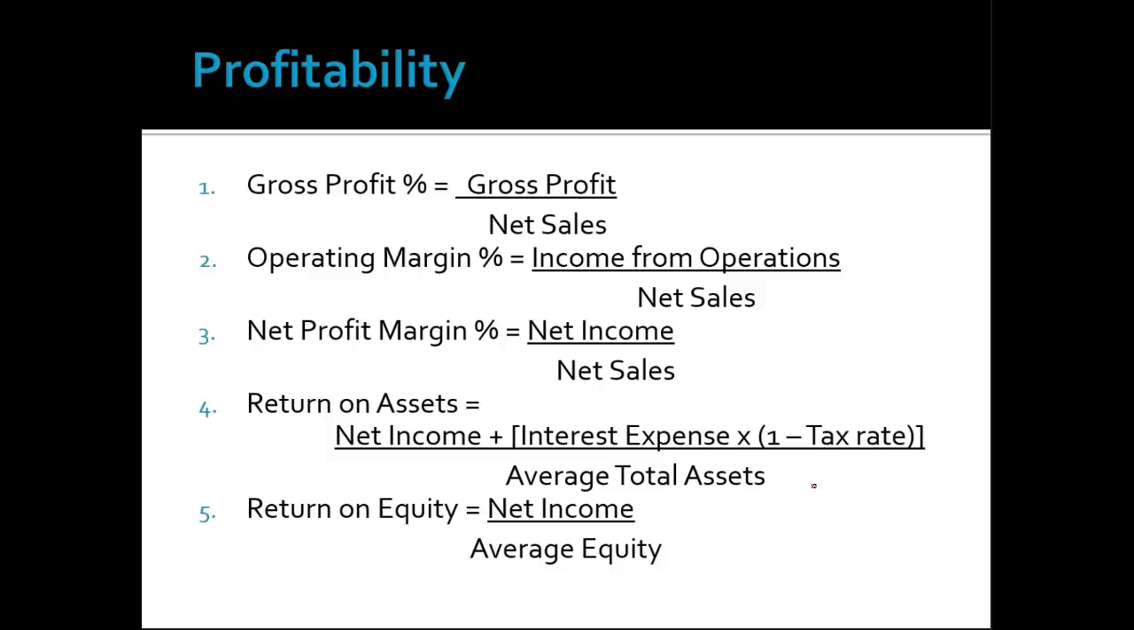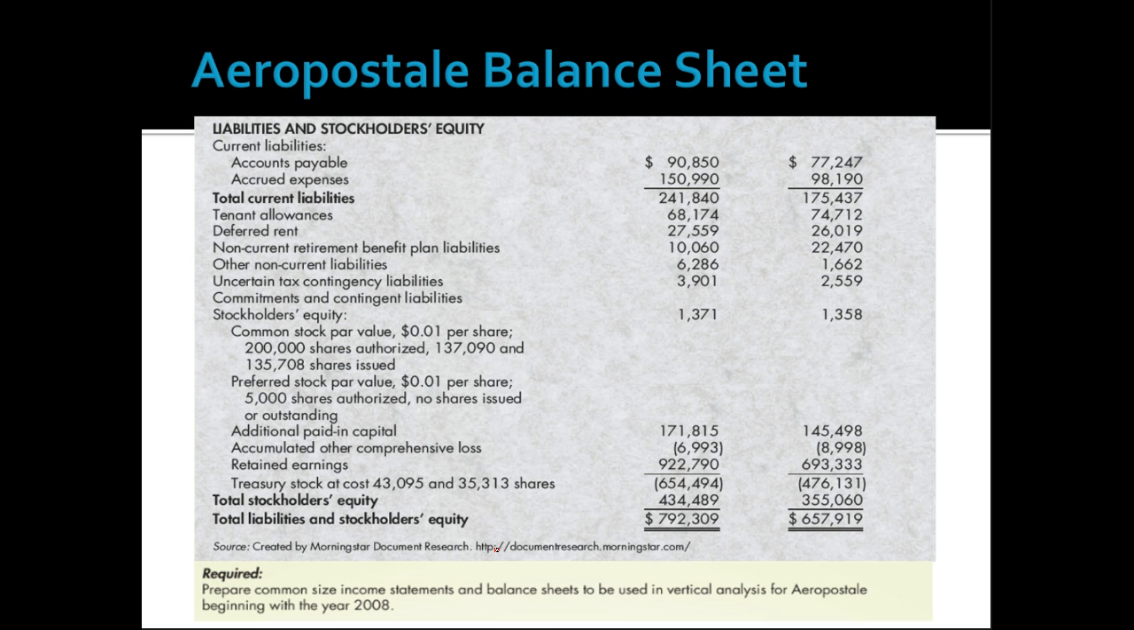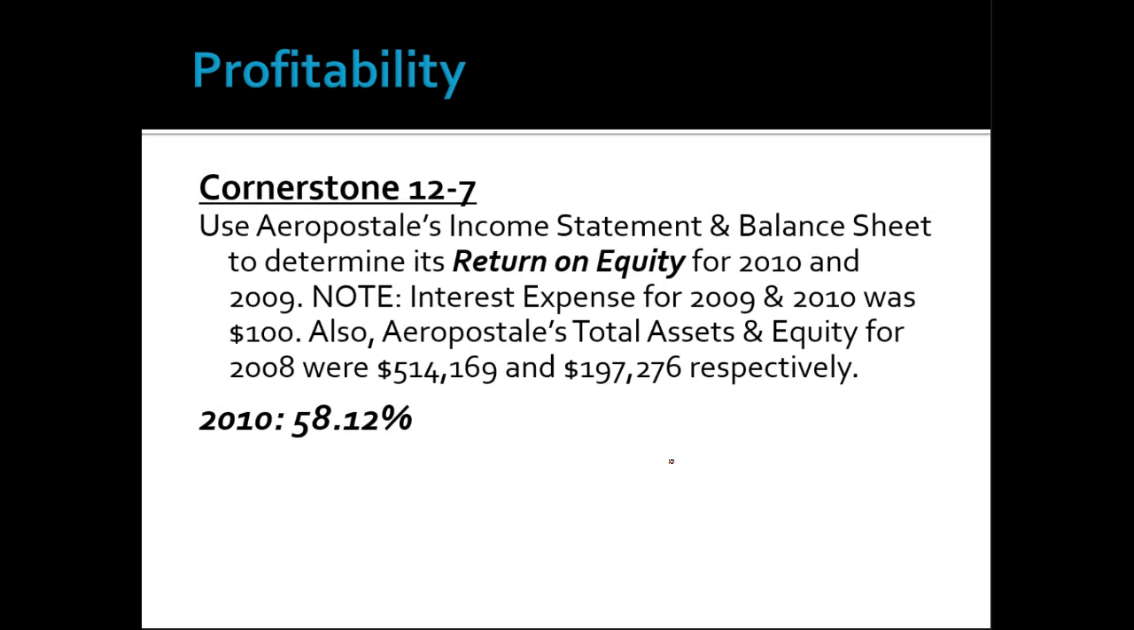Lastly, we have something that is very popular to talk about in both the accounting and finance world, and that's return on equity. There we take net income, a very important number when thinking about profitability because it is the bottom line of the income statement, and we divide by average equity. Net income, $229 million approximately, divided by average equity. So I take 2 years' worth of equity and divide by 2. If I do that for 2010, I discover that the company's return on equity was 58.12%.